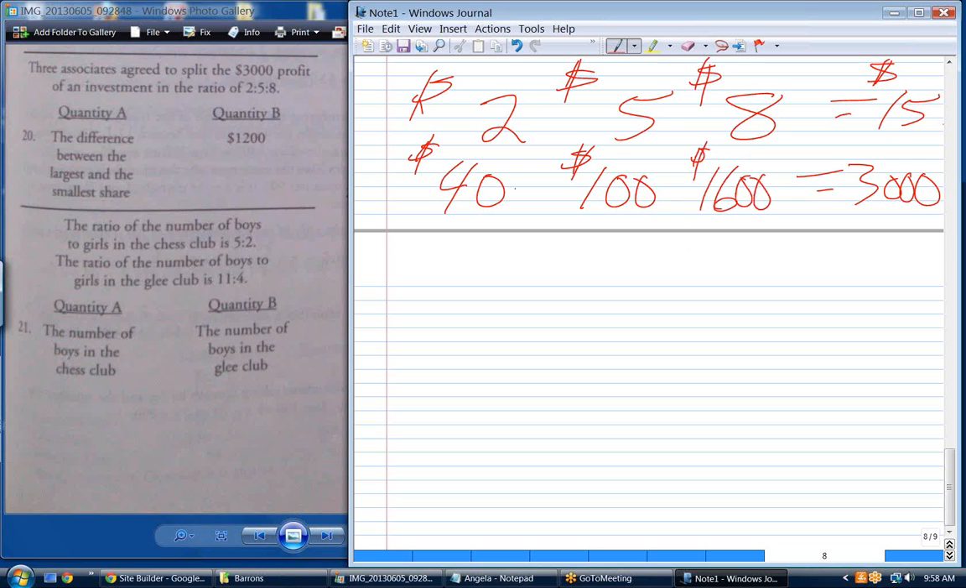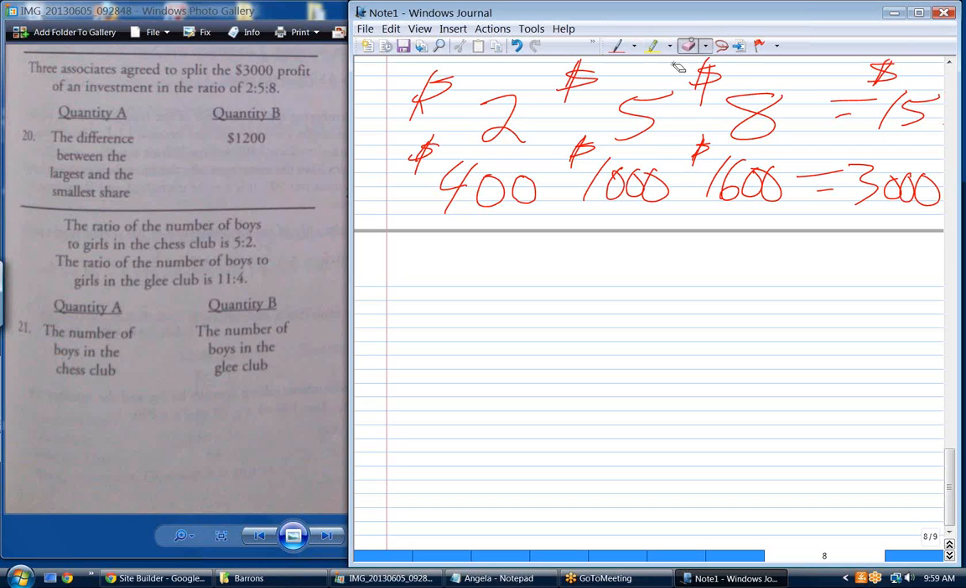I didn't mean 20, I meant 200. Hold on. 3,000 divided by 15 is 200 times. Okay, so we've got $400, $1,000, and 200 times that is $1,600. And those three numbers add to 3,000. Okay? So the difference between the largest and smallest is what? 1,200.